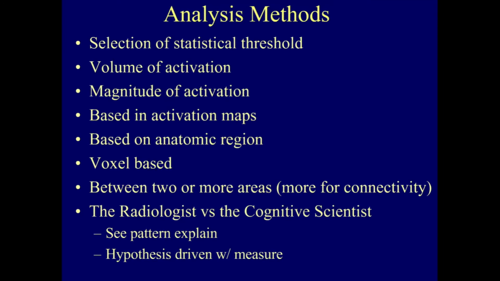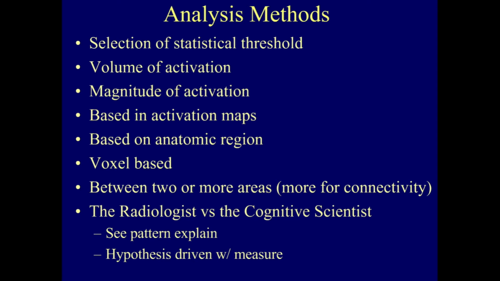So for analysis methods, one has to select a statistical threshold. This can be particularly challenging for grants and for papers, but one needs to have a common threshold. There are methods of statistically varying the statistical threshold by certain approaches that do this on a fair basis.